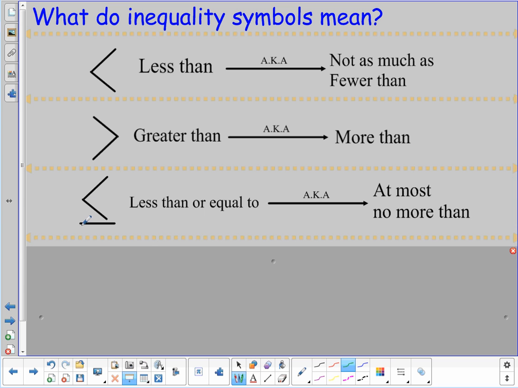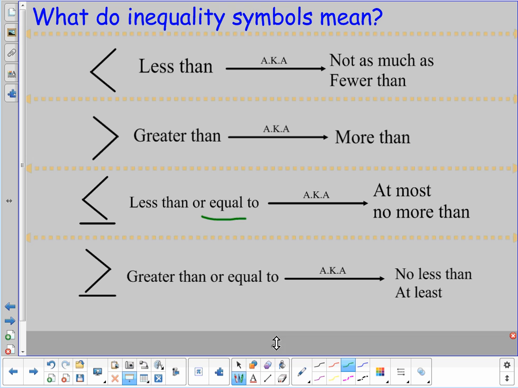Once I put that line underneath there, now I'm looking at less than or equal to. That's also known as at most or no more than. So you can start at that number and go down. That's kind of what that's saying there. And the last one is greater than or equal to, which is no less than or at least. So I want to be at least something, which means I can start at that number or get bigger.